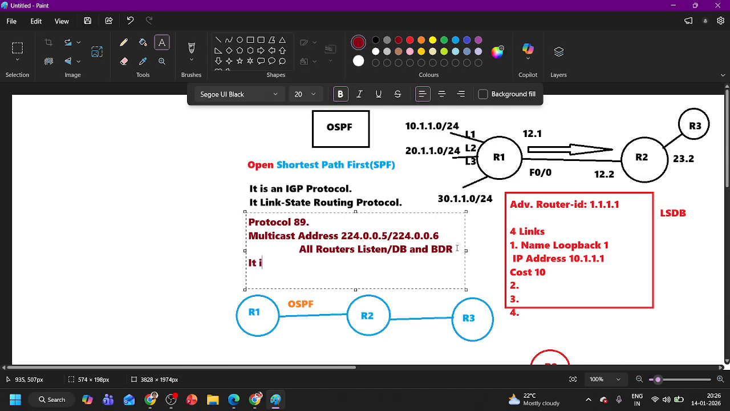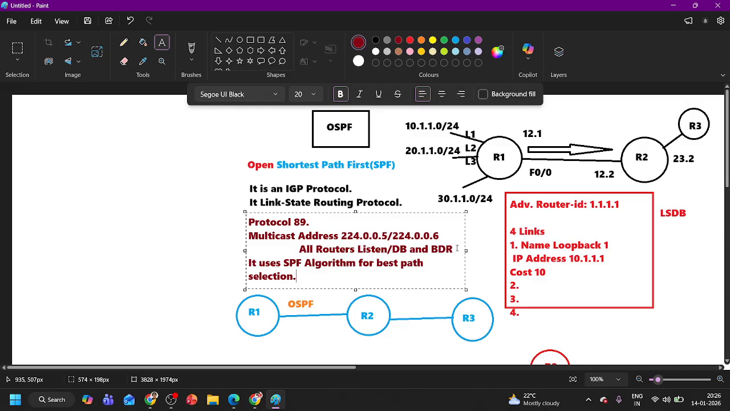Then it uses the SPF algorithm. It uses the SPF algorithm for metric calculation, for best path selection.